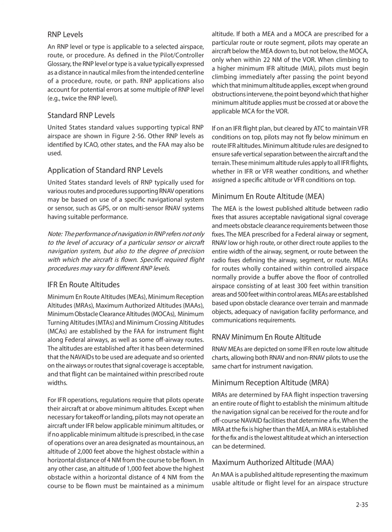The MEA is the lowest published altitude between radio fixes that assures acceptable navigational signal coverage and meets obstacle clearance requirements between those fixes. The MEA prescribed for a federal airway or segment, run of low or high route, or other direct route applies to the entire width of the airway, segment, or route between the radio fixes defining the airway, segment, or route. MEAs for routes wholly contained within controlled airspace normally provide a buffer above the floor of controlled airspace consisting of at least 300 feet within transition areas and 500 feet within control areas.